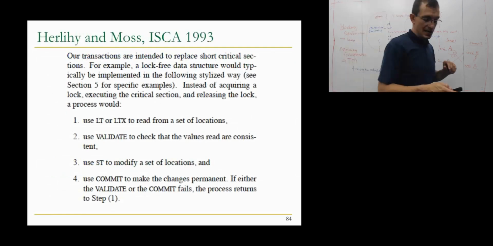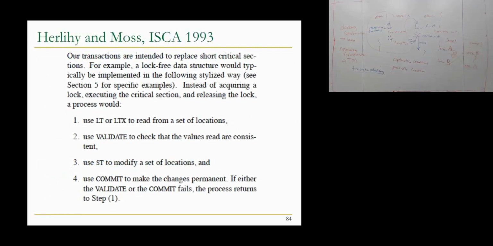So this is an example from the Herlihy and Moss paper. I'm not going to go into this in detail, but basically what they say is our transactions are intended to replace short critical sections. For example, a lock-free data structure would typically be implemented in the following stylized way. Instead of acquiring the lock, executing the critical section, and releasing the lock, a process would use LT, or load transactional, to read from a set of locations, use validate to check that the values read are consistent.